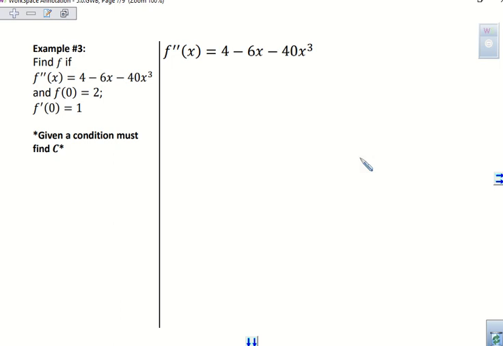Okay. So what do you notice about this question? Oh, it's a double derivative. So in order to find the function, we're not going to have to just antiderive once. We're going to have to antiderive twice. So the first one, when it's a constant, it's going to become what?